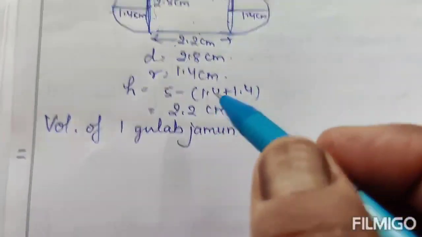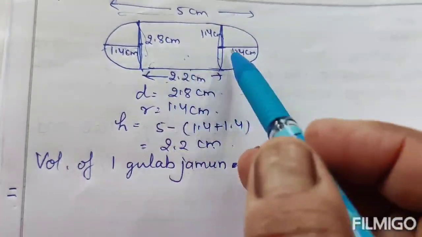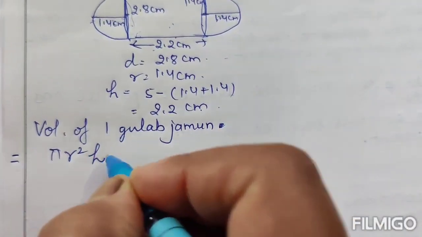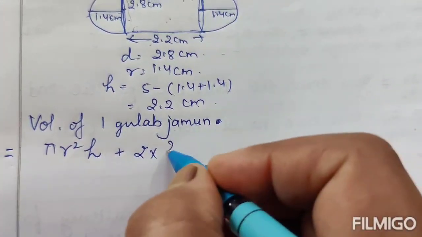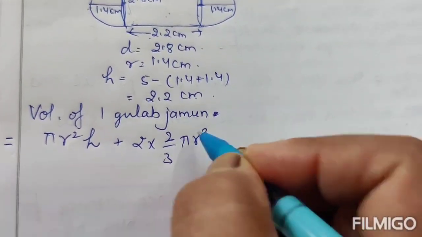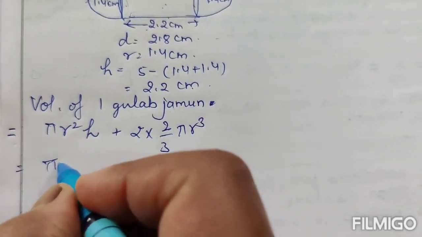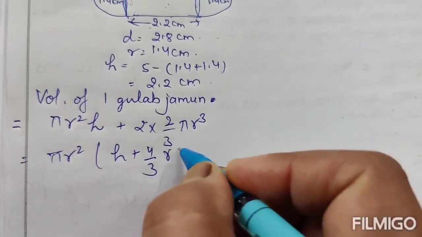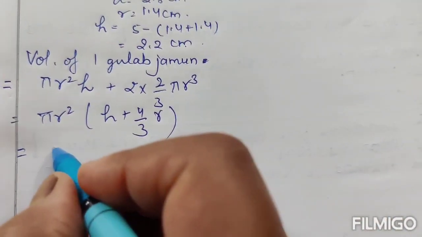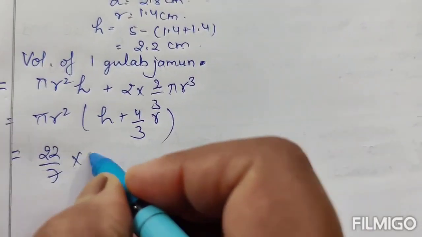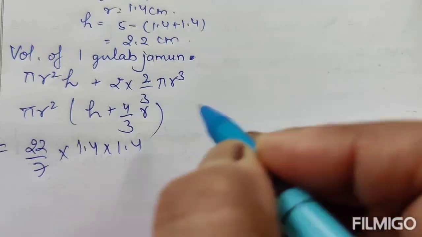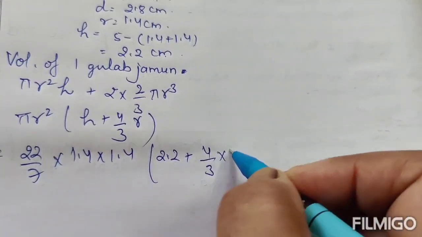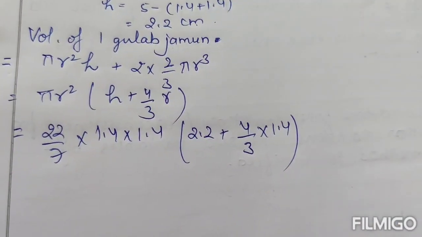The volume of one gulab jamun equals volume of cylinder plus volume of two hemispheres. The volume of cylinder is pi r square h plus 2 into 2 by 3 pi r cube. Taking pi r square common, h plus 4 by 3 r. Put the value. Pi is 22 by 7, r is 1.4 into 1.4 and h is 2.2 plus 4 by 3 into 1.4. Now solve this. I am solving.